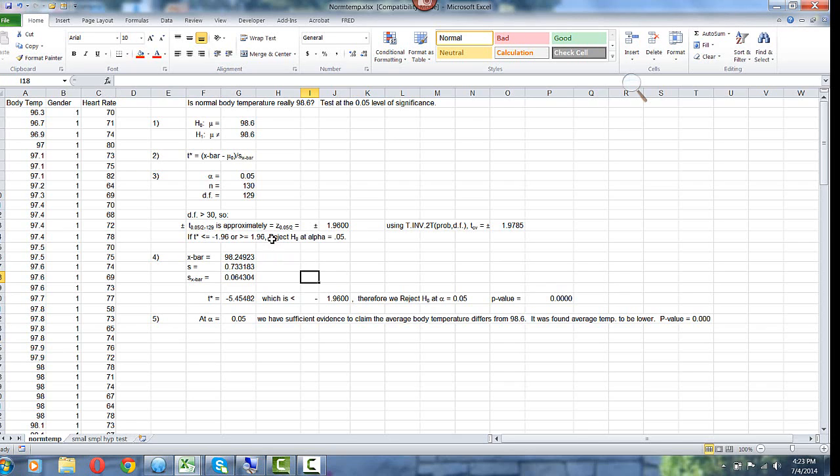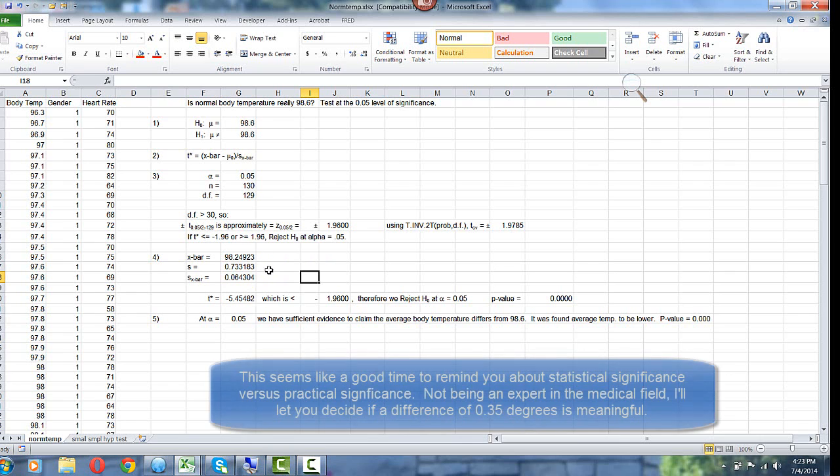And here we are using something closer to plus or minus 2 as our cutoff. So there's quite a bit of difference, statistically speaking, between the x bar and the hypothesized mean of 98.6. So that falls below the minus 1.96. So it's less than minus 1.96. Therefore, we reject H naught at an alpha of 0.05. Okay, so we are rejecting this hypothesis of a mean of 98.6.